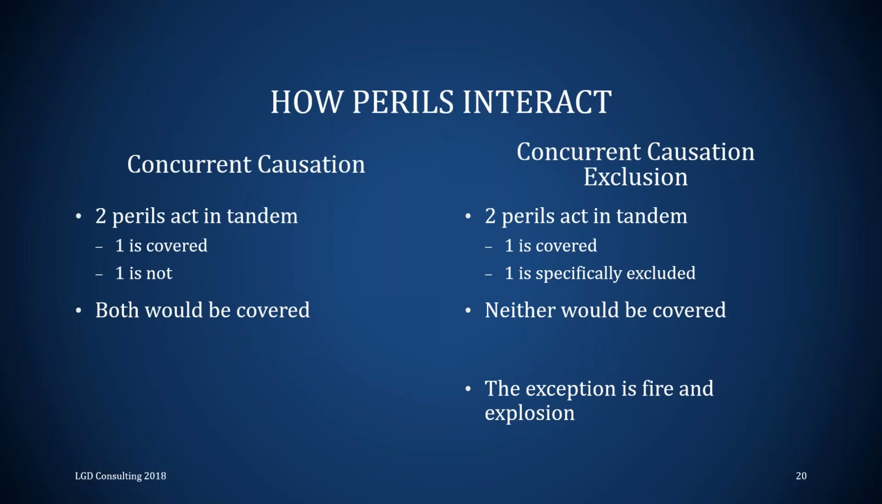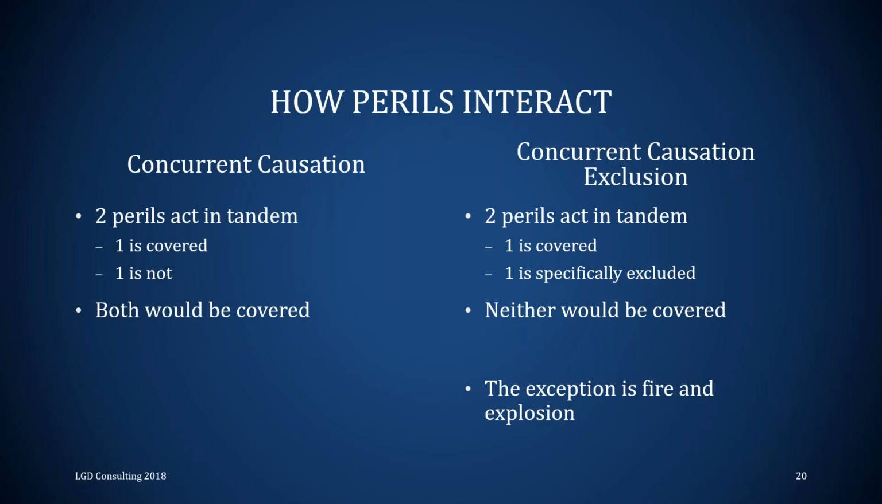But fire and water damage kind of work together. To put the fire out, we use water. And so you have two perils. One is covered, fire, one is not, which is water. Since they work together, both would be covered. That's what concurrent causation is all about.